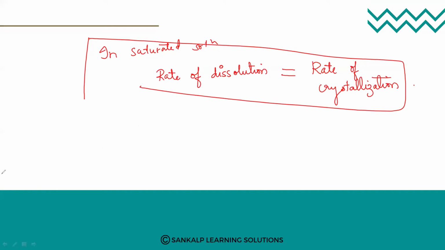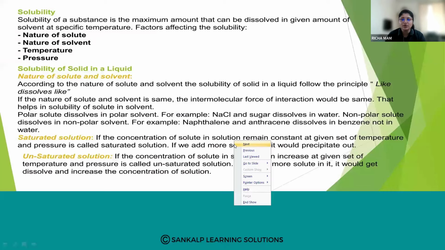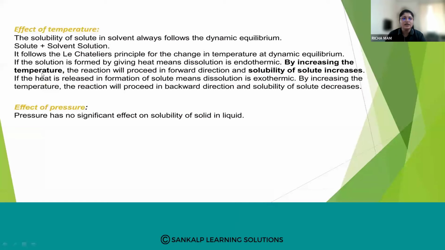So these were the terms which are involved in the solubility of solid in liquid. Now we'll see the factors. What are the factors which are affecting? So I'll play the slide now. These things we have seen, what is saturated, unsaturated. Next, what are the factors? I'll write it here.